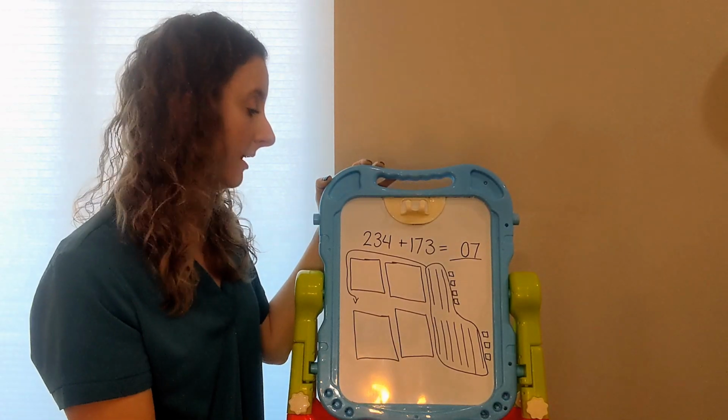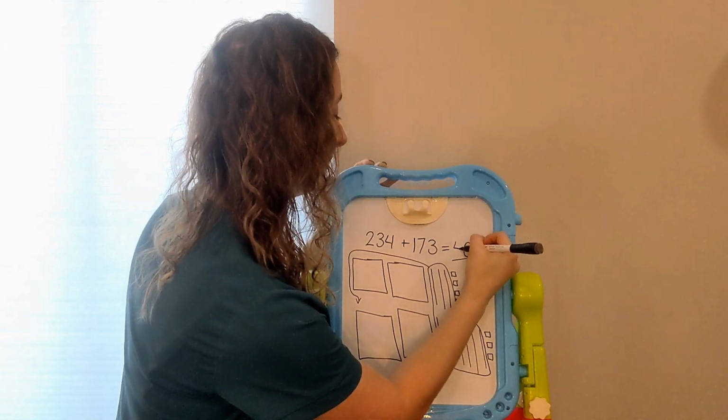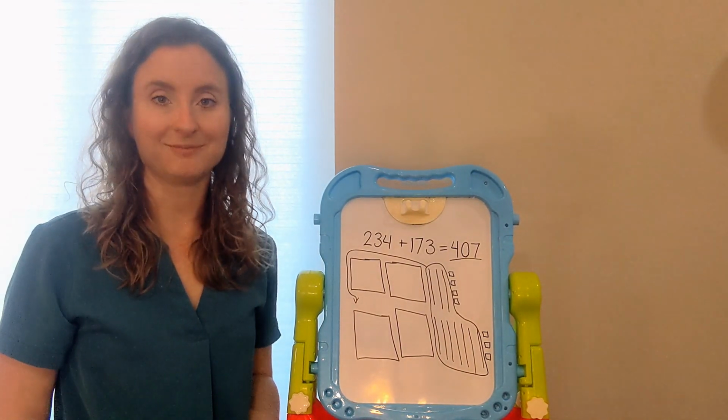Now I'm going to count up my hundreds. I have 4 hundreds, so I put a 4 in the hundreds place. So my answer is 407.